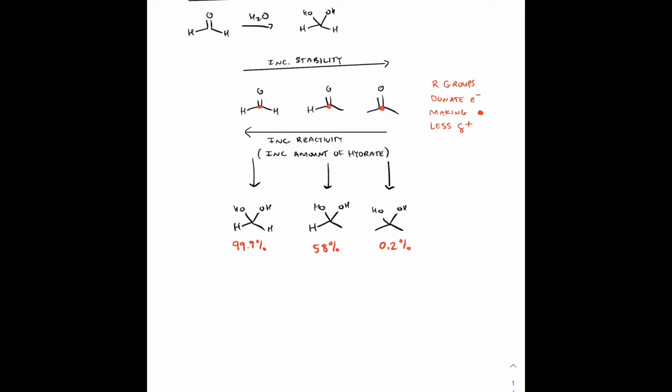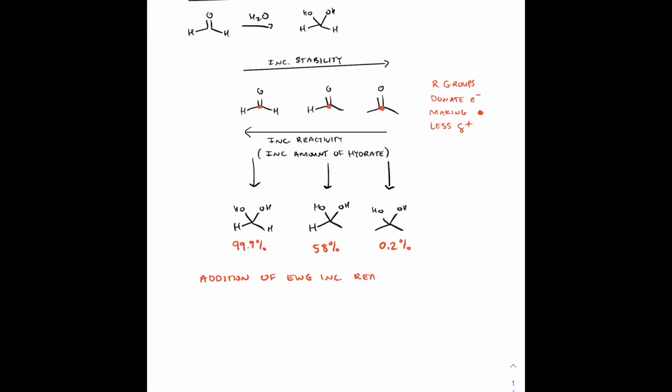And we'll go over the mechanism in just a minute, but as you can see, the most basic aldehyde is 99.9% the gem diol. And then with one R group or one carbon, we have 58%, and with two carbons on either side, or the ketone, we have 0.2%. That means it's mostly going to be acetone.